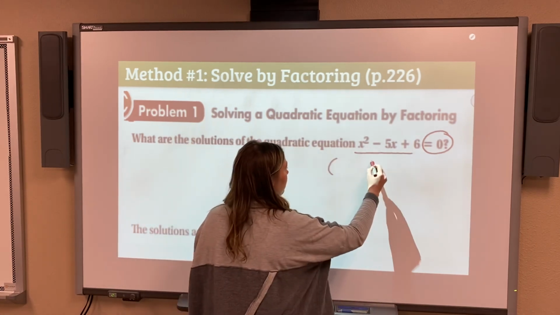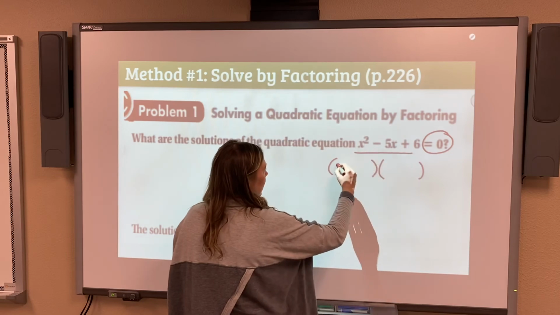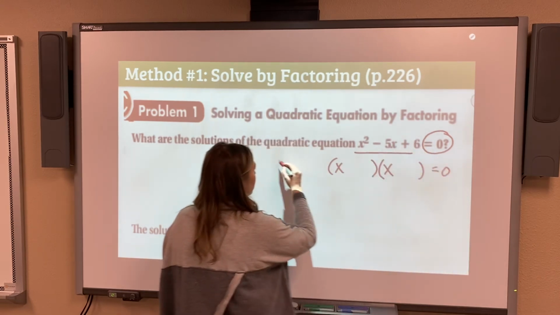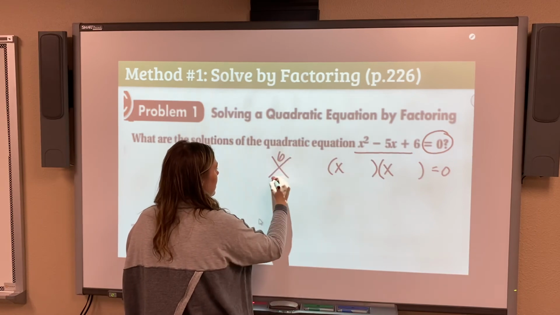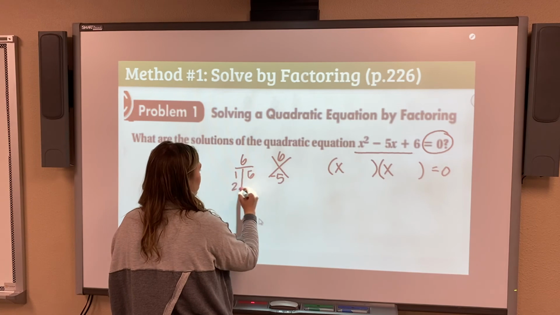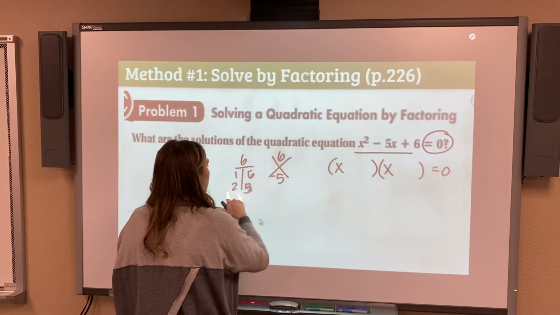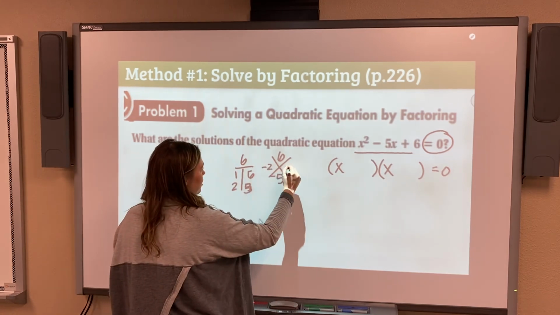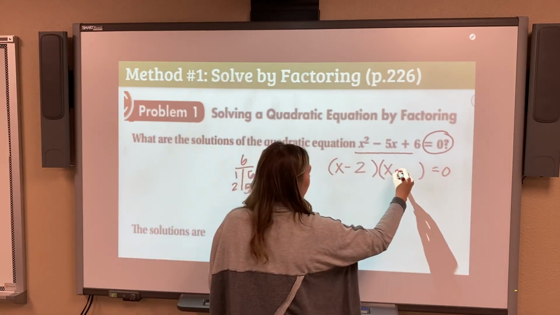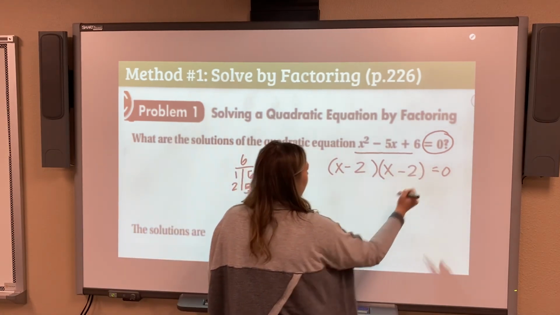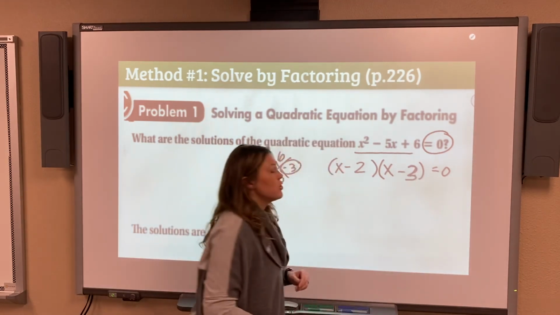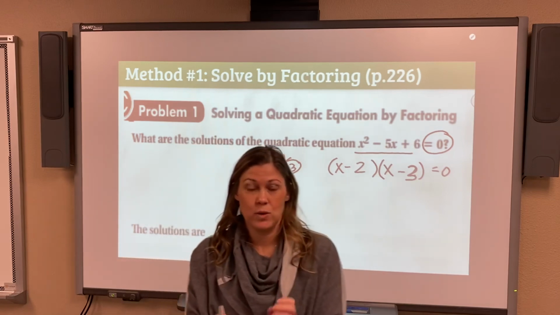Okay, so we know we have our parentheses, x squared, we get x times x, and that equals 0. So we're looking for the two numbers that multiply to 6, but add to get a negative 5. So for 6, we have 1 and 6, and then 2 and 3. To get a negative 5, we have a negative 2 and negative 3. So these are my two factors that multiply to get a positive 6, but add to get a negative 5, okay? So we have our two factors. We have two parentheses.